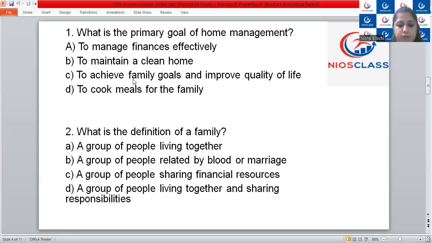Right? I hope all of you agree. You can just note down the question as well as the answer. Next one we have, what is the definition of a family? A very simple, very interesting question.